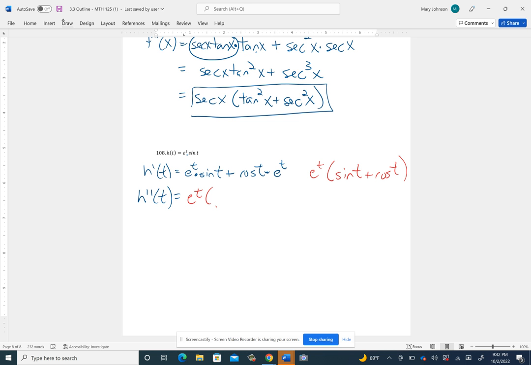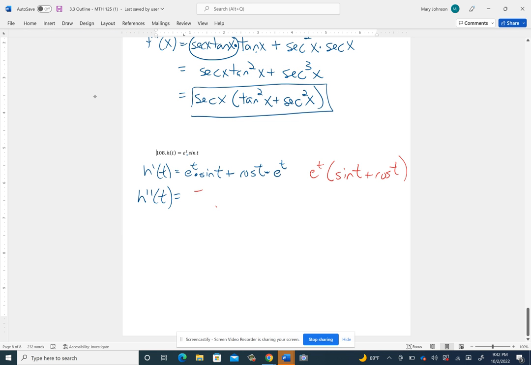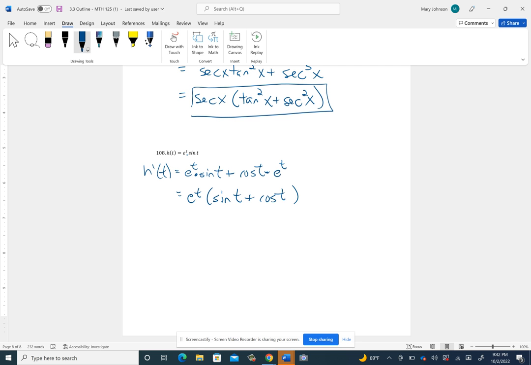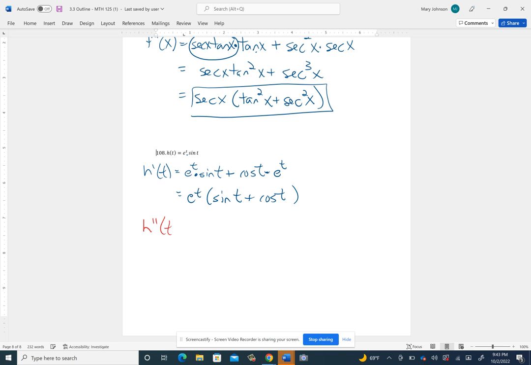Okay, so let me go back to blue. Let's go ahead and do that first. And this is still the first derivative. I'm just going to do what I just did, but I was trying to decide if it would be easier or not. If I factor out the e to the t, I have sine t plus cosine t. Okay. Now, let me change to another color, and let's start the second derivative.